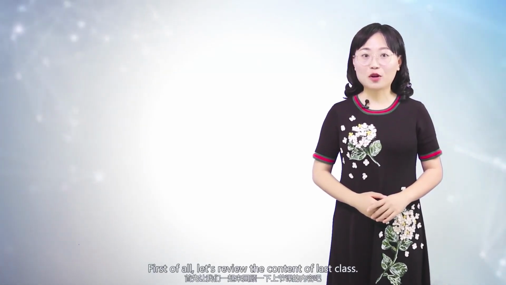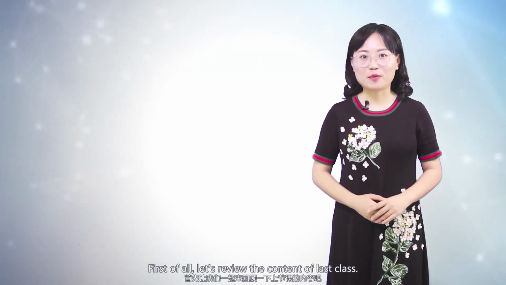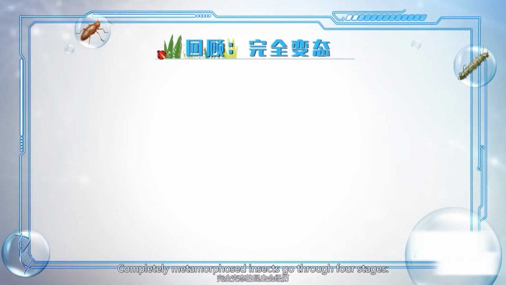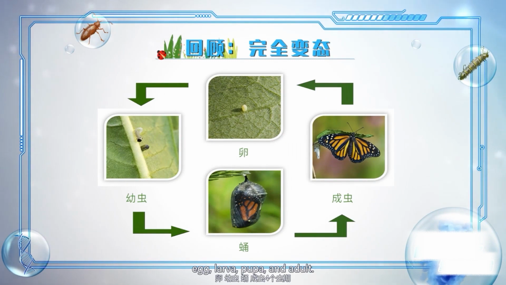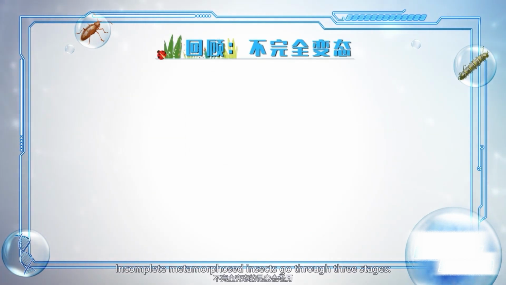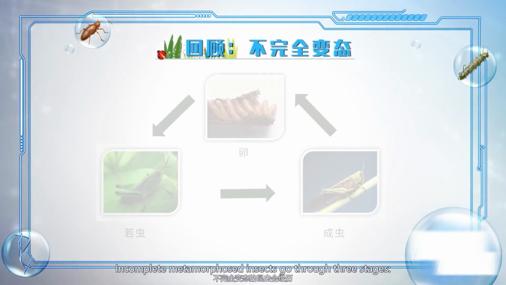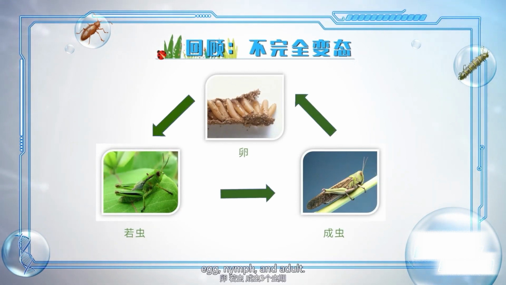Hello class. First of all, let's review the content of last class. Completely metamorphosed insects go through 4 stages: egg, larva, pupa, and adult. Incomplete metamorphosed insects go through 3 stages: egg, nymph, and adult. What are the characteristics of these periods?